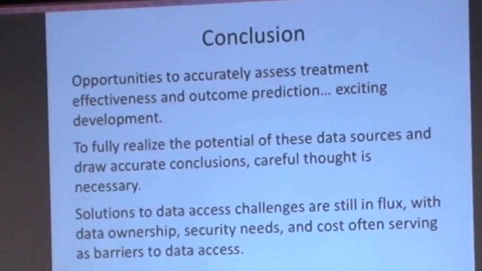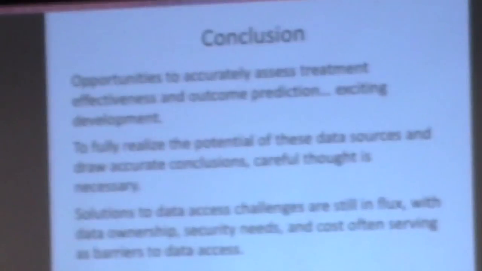So in conclusion, there's a lot of opportunities to accurately assess treatment effectiveness and outcome prediction. I find this very exciting. You have to realize the potential of these data sources to draw accurate conclusions takes a lot of careful thought, and a lot of gaps exist right now. Missing data, for example. And we're very much still in flux in terms of data ownership, security needs, and cost, often serving as barriers to data access. And that's all I really wanted to say.